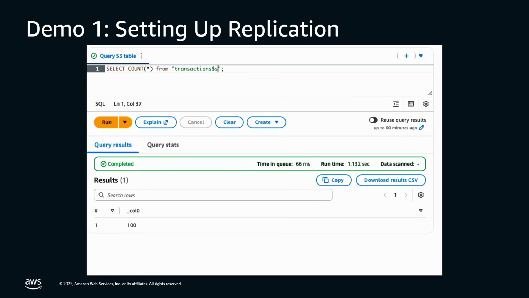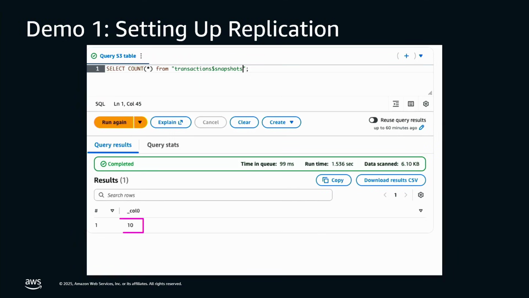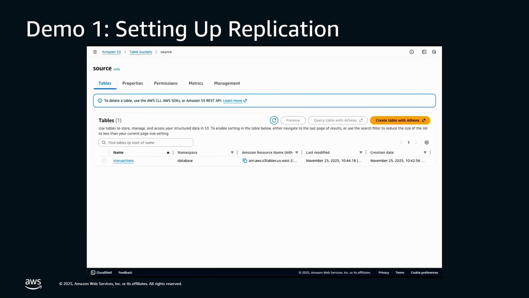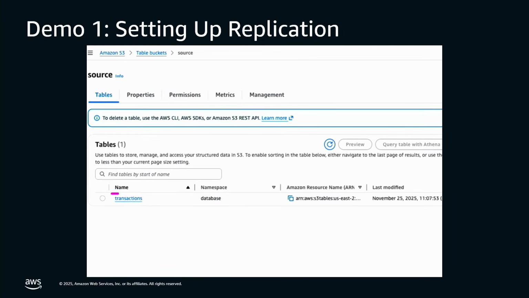Let's see how many Iceberg snapshots we have in the table. 10. So it's very convenient. We have 100 rows, 100 records across 10 snapshots. So now we're going to replicate that. Let's take a look at how to replicate it.